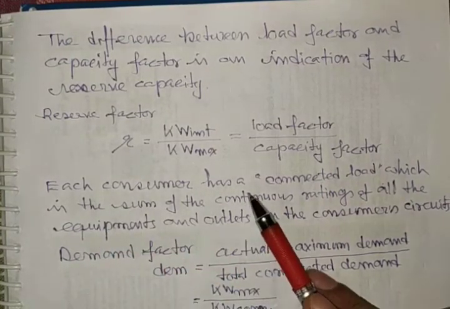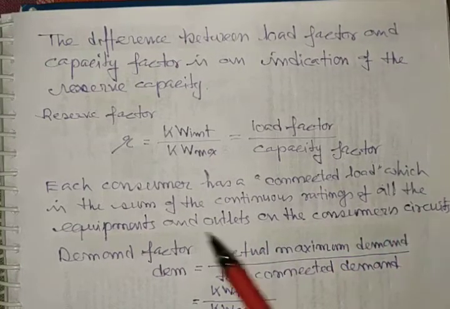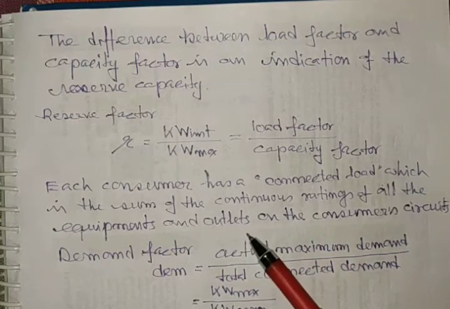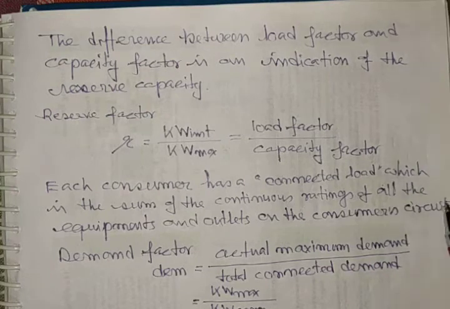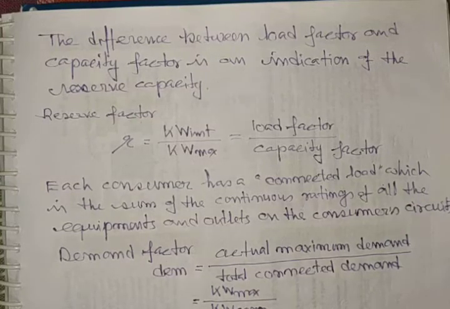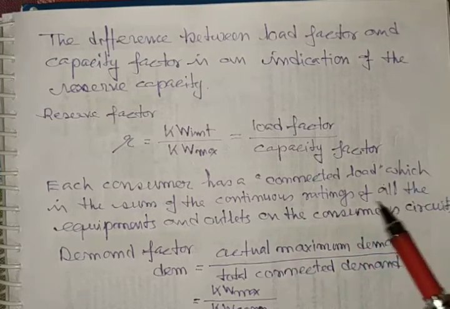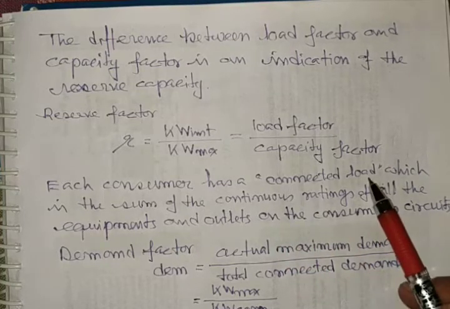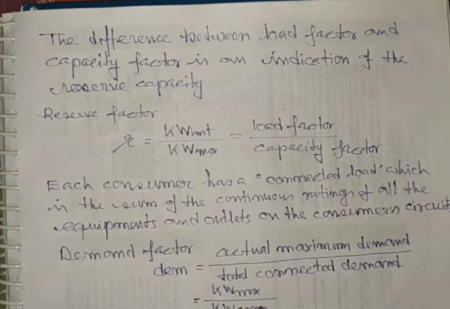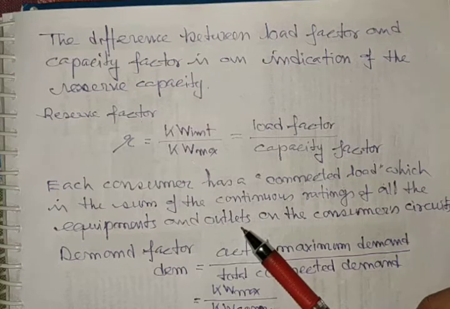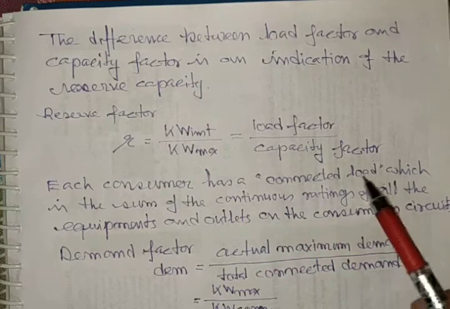Each consumer has a connected load, which is the sum of continuous ratings of all the equipment outlets on the consumer circuit. So it contains basically your AC, your refrigerator, your fan, lights, etc. And this is called the connected load. If you sum all the equipment and outlets of a particular customer, it is called connected load.